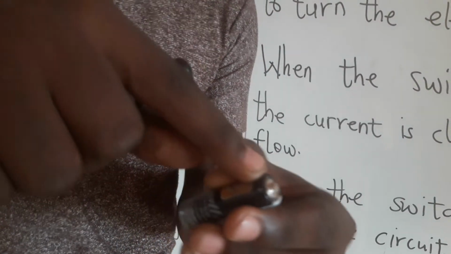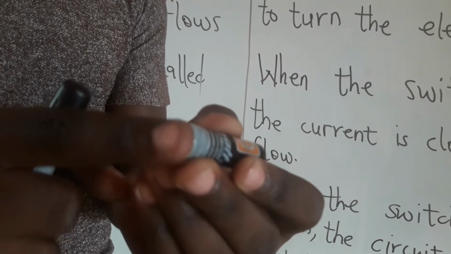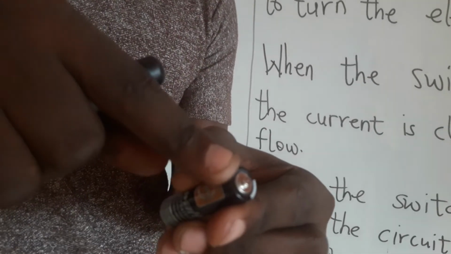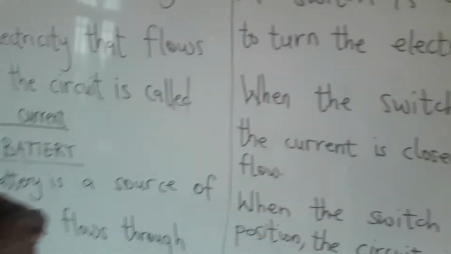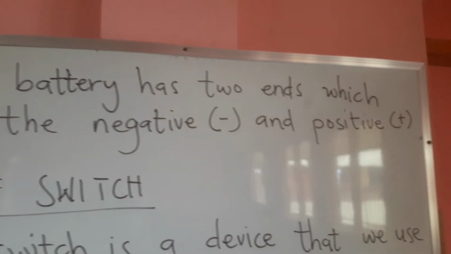The positive side. And this is the negative. Okay, the flat side is what? Negative. And the pointed is what? Positive. Okay, let's look at the switch.